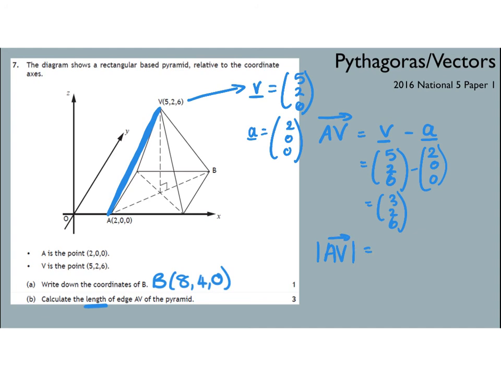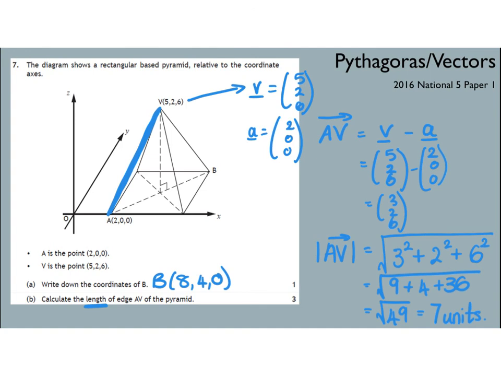So I'm going to use Pythagoras. So I've got my square root, I've got my numbers for my vector, each of them squared, remember, add them together. Okay, so when I work along that, I end up with the square root of 49, and I get 7 units for that. Pause it, because I'm going to go on to the next slide, where we look at how the SQA would mark this.